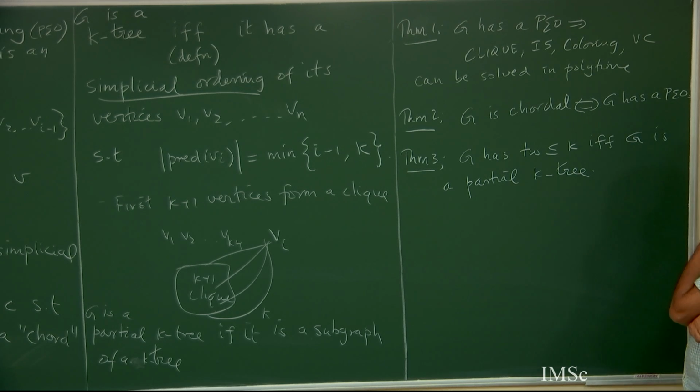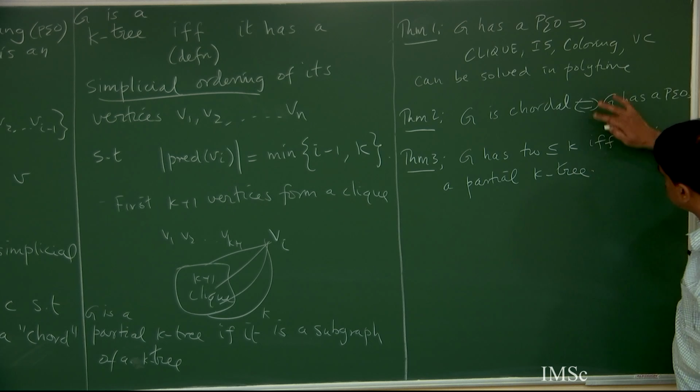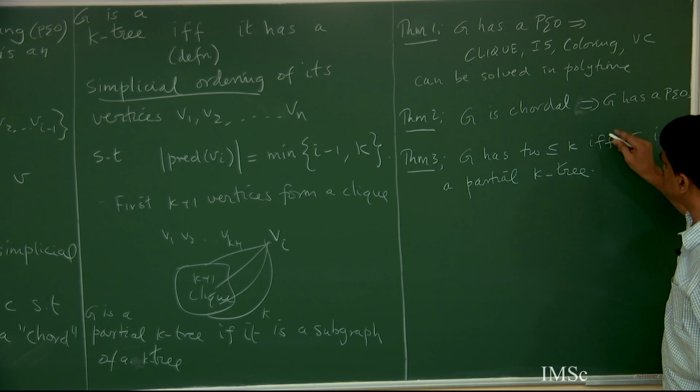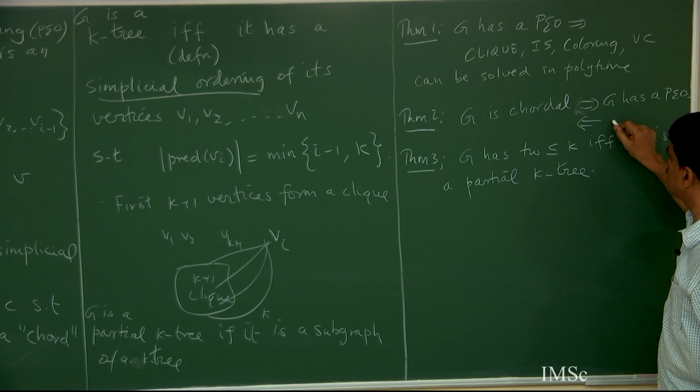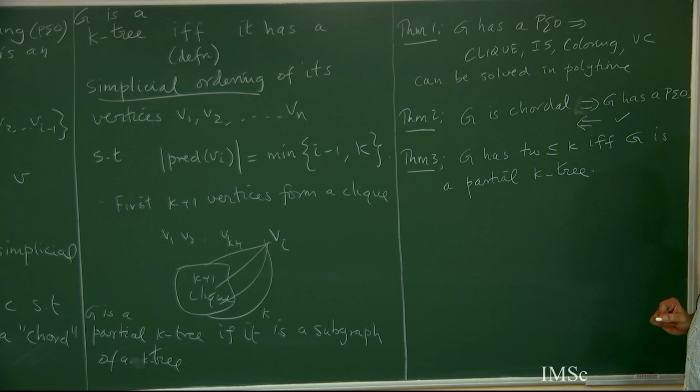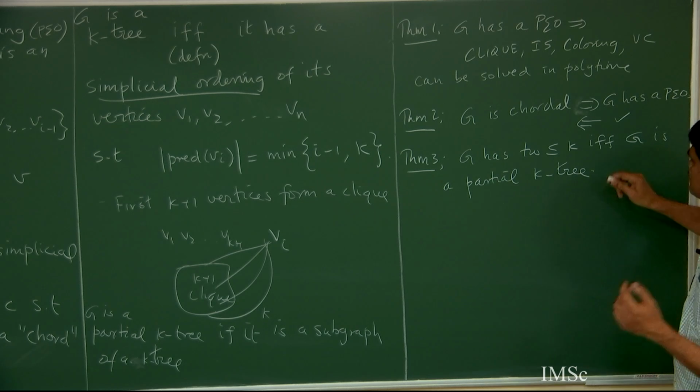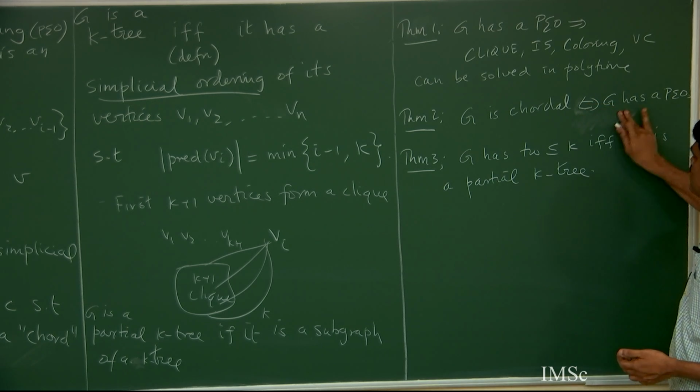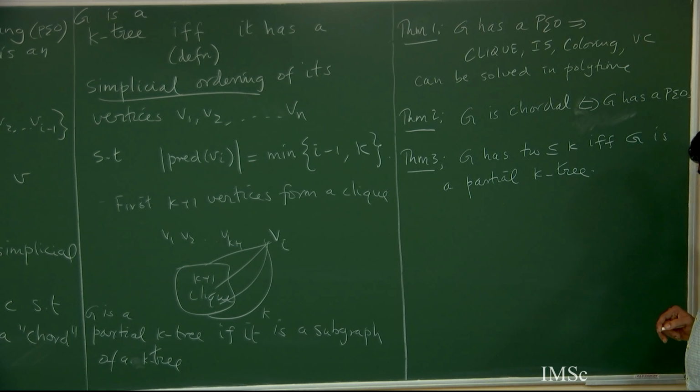Okay, so we will actually see this. This direction we have already seen. If G has a perfect elimination ordering, we will see both. Okay, we will go through all of them.